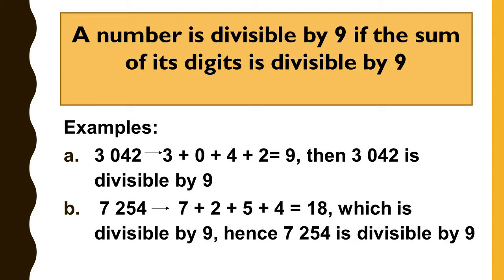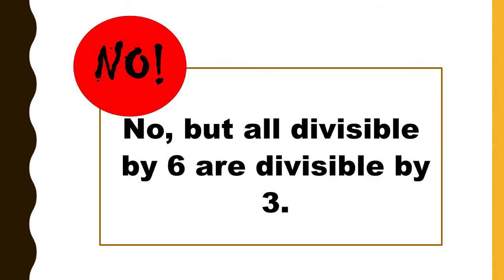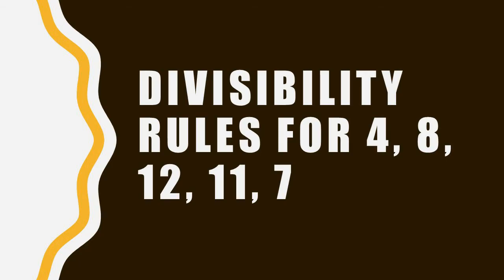For our second example, 7,254. Get the sum of the digits. 7 plus 2 plus 5 plus 4 is equal to 18, which is divisible by 9. Therefore, 7,254 is divisible by 9. Question to ponder. If a number is divisible by 3, is it also divisible by 6? No, but all divisible by 6 are divisible by 3.